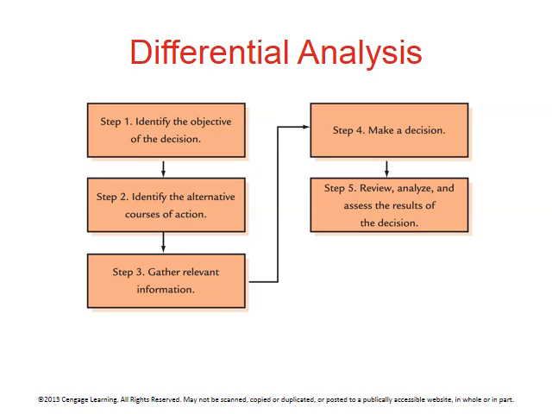So here's 5 steps in the decision-making process. So the objectives of the decision, what do we want to decide? The alternative courses of action, so that'd be make or buy, or discontinue a product or continue making it. We gather our relevant information, so our projected revenues and costs and other impacts. Then we use all this information to make the decision. And then after we make the decision, we analyze the results of the decision we made.